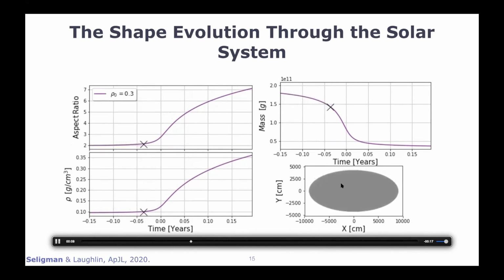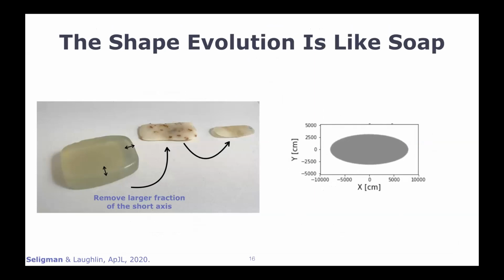This is a scaled down but accurate 2-scale version of that shape evolution. This process would naturally take a moderately shaped object and produce a very elongated shape. And it might seem a little counterintuitive, but this process is essentially exactly what happens to a bar of soap.